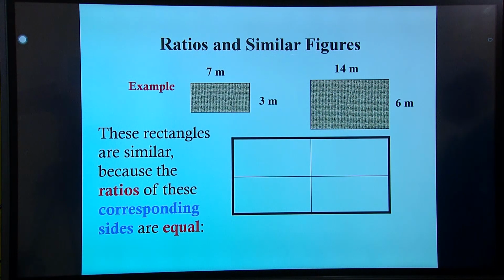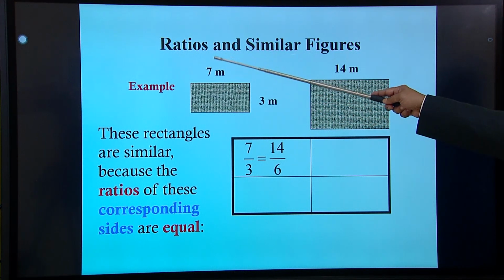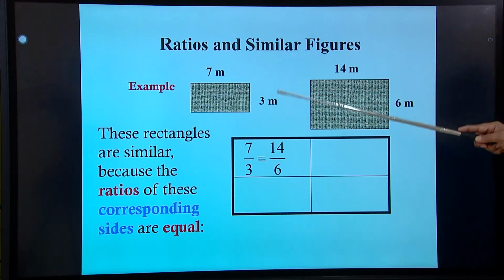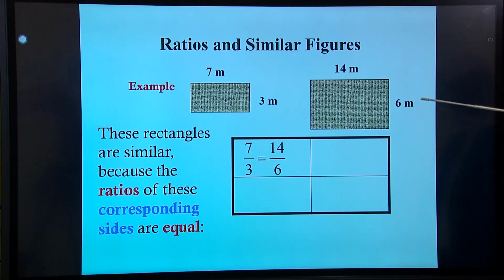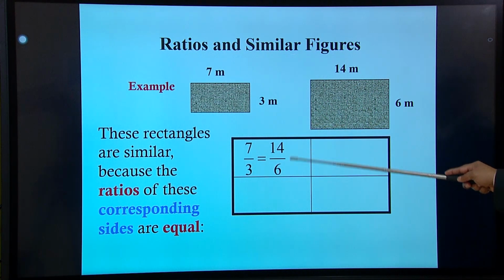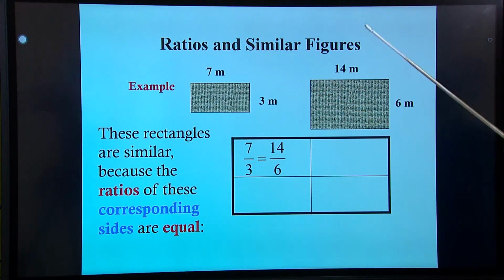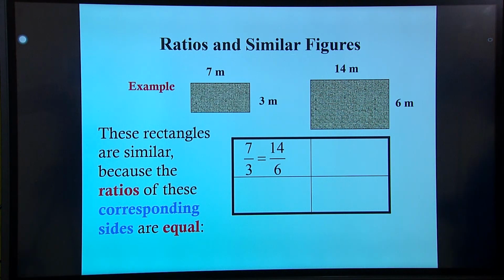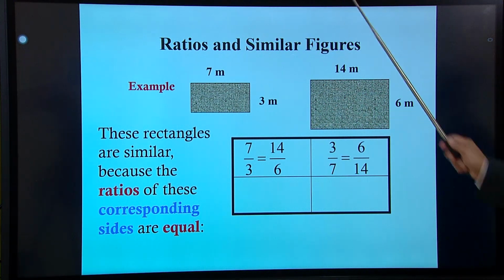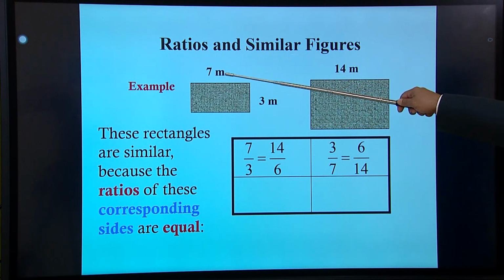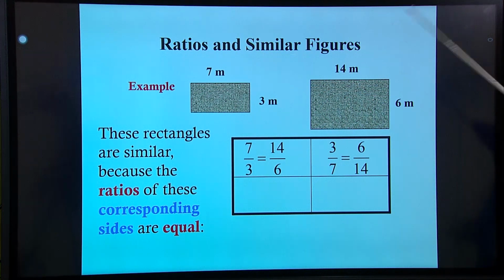Now, this is what I'm going to show you. So let's look at this. 7/3. So I'm looking at that side over that side. I must do the same with the second figure, 14/6. And you can see that 14/6, if I cancel out 2, I'm going to get 7/3. So they are equal. So that ratio, 7/3, is the same as 14/6. I can look at a different ratio, 3/7. So if I look at the short side over the long side, and again, 6/14, that is the same.